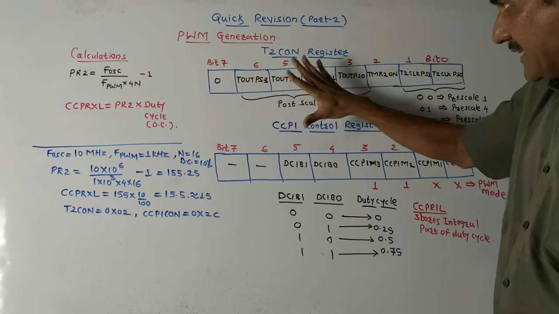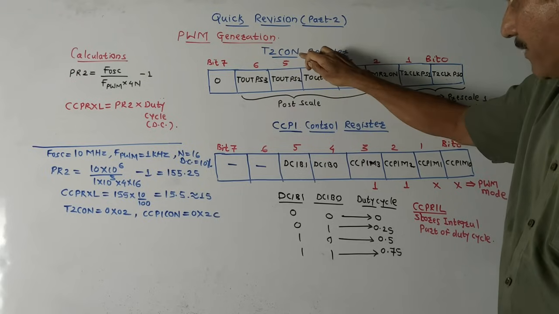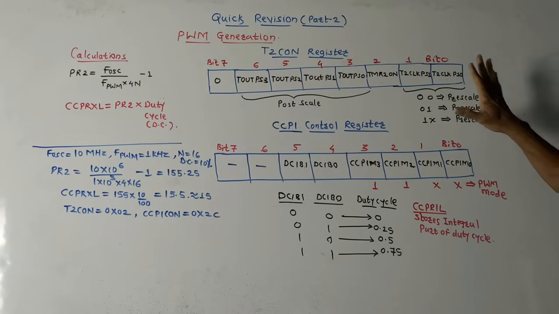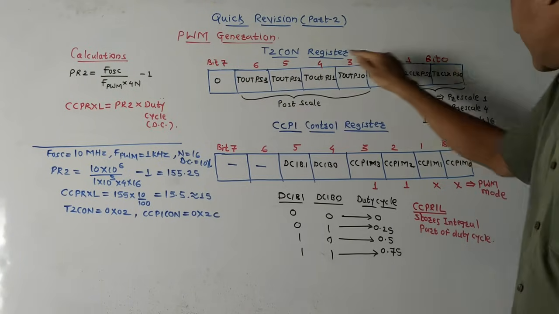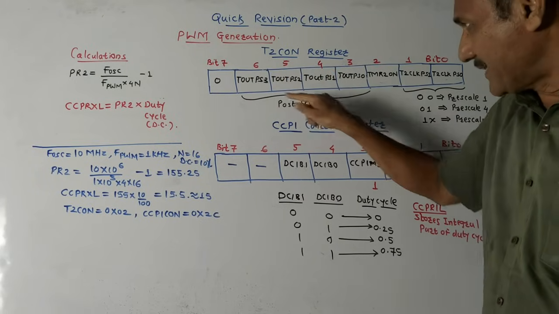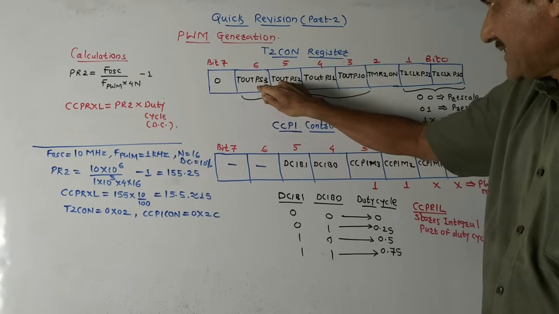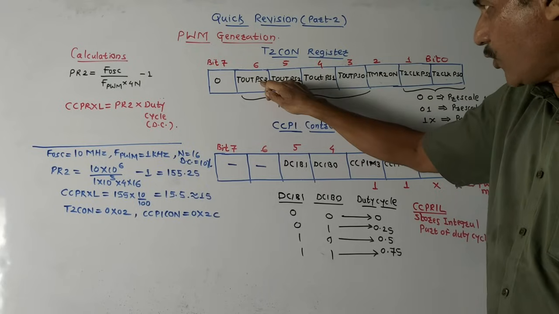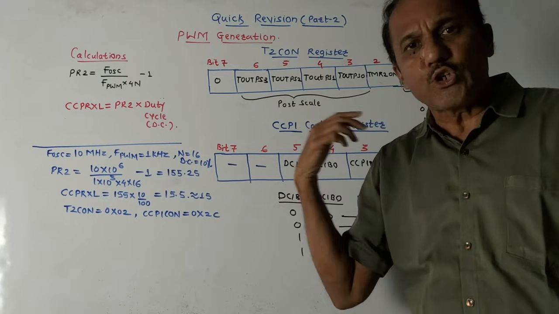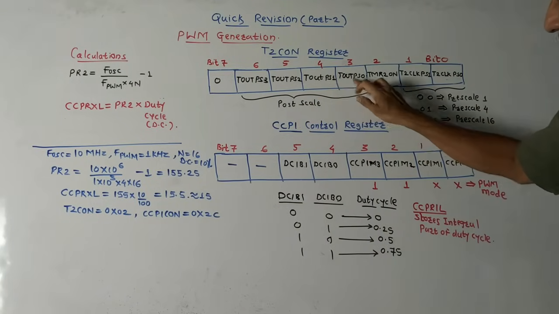Before discussing the programming part, you should know the timer 2 control register. This is the structure of the control register. This is bit number 7, bit number 0. Bit number 7 is 0 or don't care. These three bits, bit number 6, 5 and 4, which are T2OUTPS3, PS2 and PS1, are the bits used for post-scaling. Usually we are not using these bits, so these bits should be made 0.